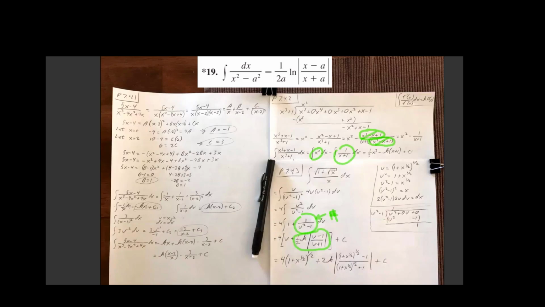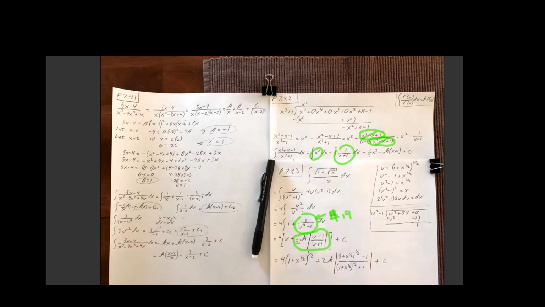Number 19 on that list. And so A in that case was just 1, and he's just plugging it into that formula right there. Although it could have been done by partial fractions. In fact, that's the whole point of this problem, that you would do that by partial fractions. But it's okay. You can use the form as well.